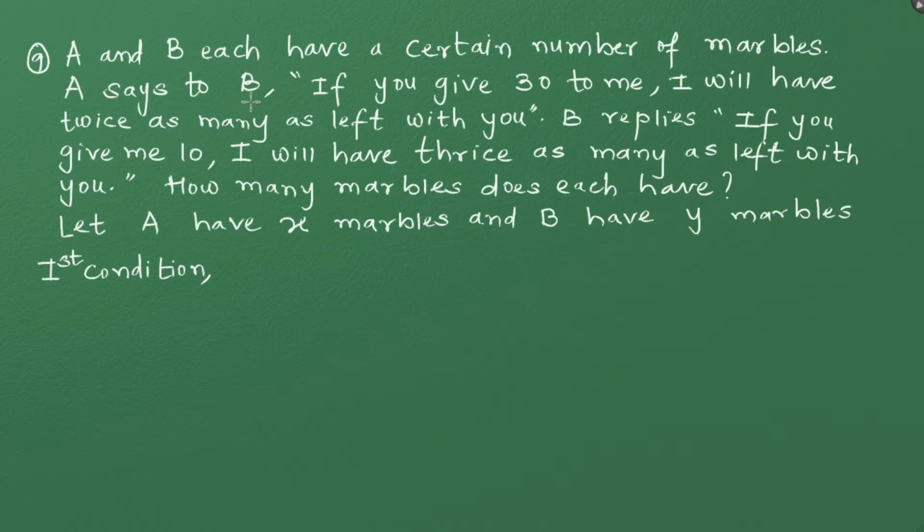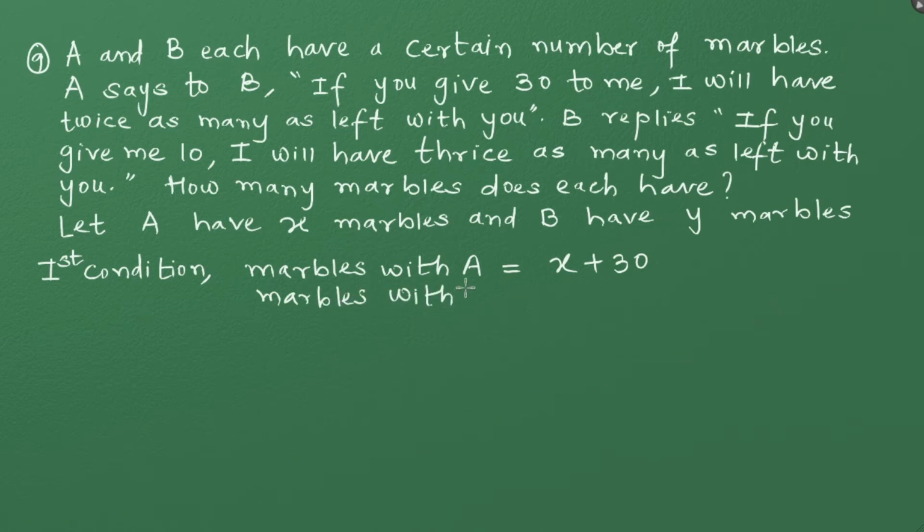if B gives 30 marbles to A, then the number of marbles with A will be, to this x, 30 will be added, and the number of marbles with B, 30 will be reduced. So let us frame the equation.